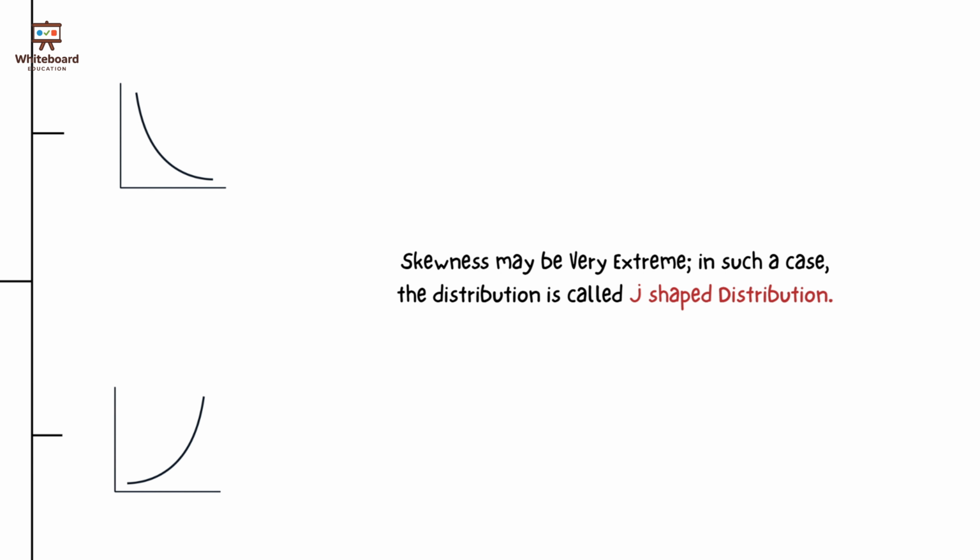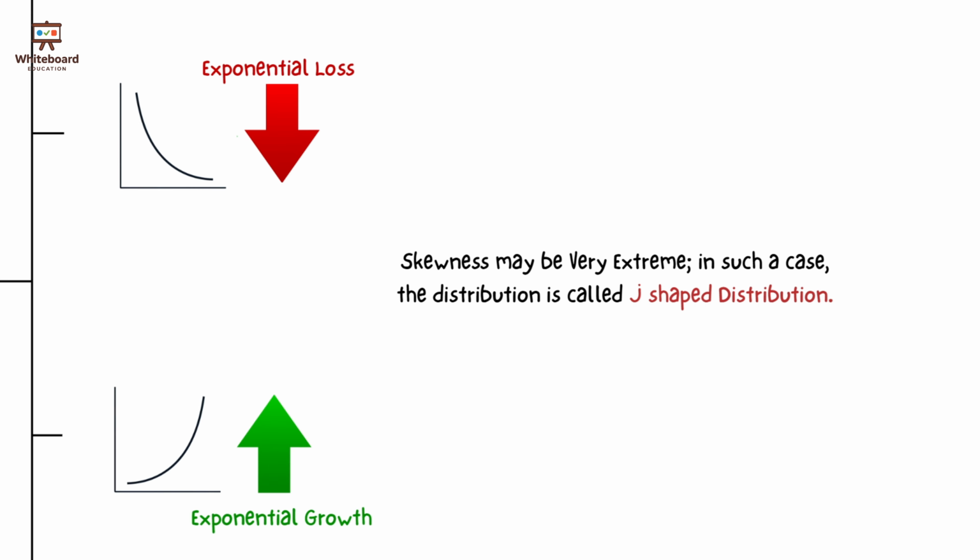In such a case, the distribution is called a J-shaped distribution. And it does look like the letter J, as the name suggests. And this is the type of skewness that is new to you. It is usually used when discussing exponential loss or exponential growth.